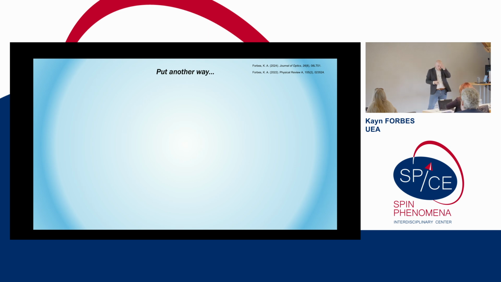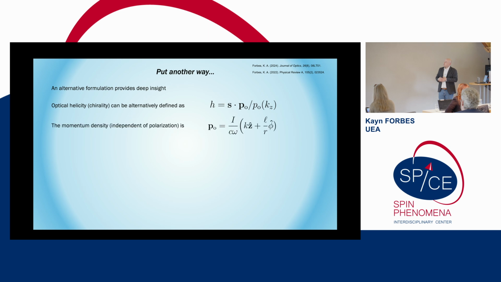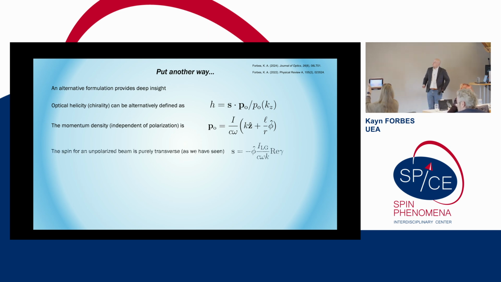Okay, so the unpolarized result is quite interesting because you can put it another way. Because the optical helicity or chirality can be alternatively defined as the spin projected onto the momentum density. Now, the momentum density, as we saw, takes this form. It's clearly independent of polarization. So an unpolarized vortex beam has this same canonical momentum density as a polarized one. And I said to you to remember this.